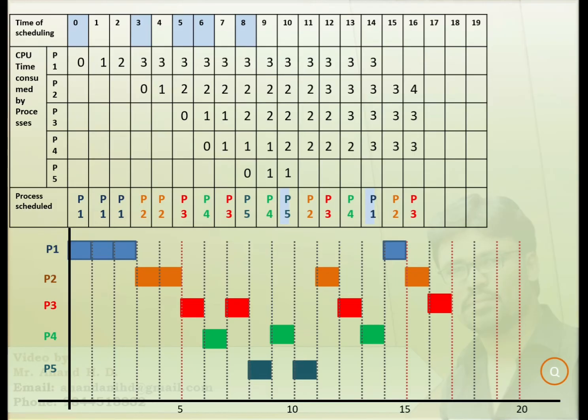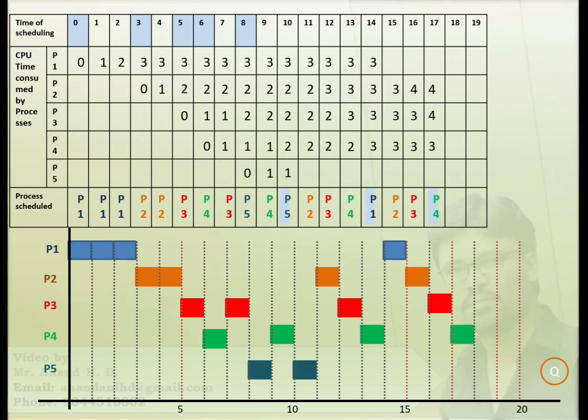So at 17 time units, we have process P3 which has completed 4 time units of execution, process P2 which has completed 4 time units of execution, and P4 which has completed only 3 time units of execution. So out of P2, P3, P4, P4 is least completed, so it will be directly selected for execution and it is going to execute from 17 to 18 time units.